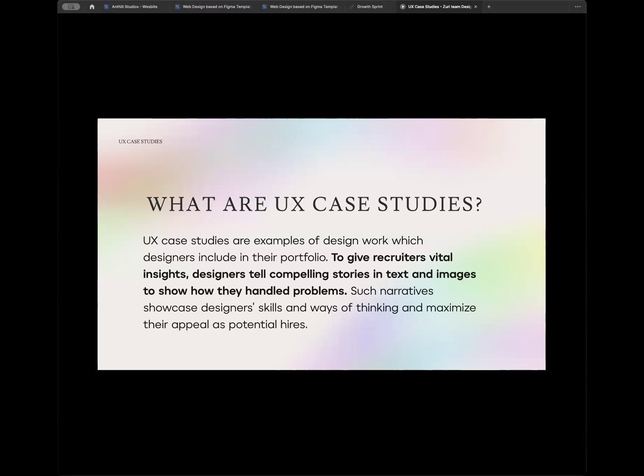Yes, UX case studies are just examples of design work that designers include in their portfolio. Basically, the designer uses them to tell stories in text and images to show how they handled the problem. I'm trying to break it down to the simplest form: UX case studies are accounts of your work. They are accounts of your work, right?